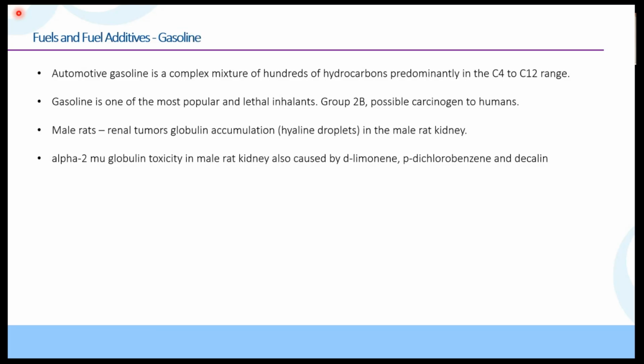So I have only a few slides left now. Automotive gasoline is a complex mixture of hundreds of hydrocarbons, predominantly in the C4 to C12 range. I think you all know this. Gasoline is one of the most popular and lethal inhalants, and it is classified as Group 2B, possibly carcinogenic to humans. In male rats, renal tumors are caused because of alpha-2u globulin accumulation. The male rat kidney alpha-2u globulin toxicity is also caused by other chemicals like D-limonene, p-dichlorobenzene, and decalin.